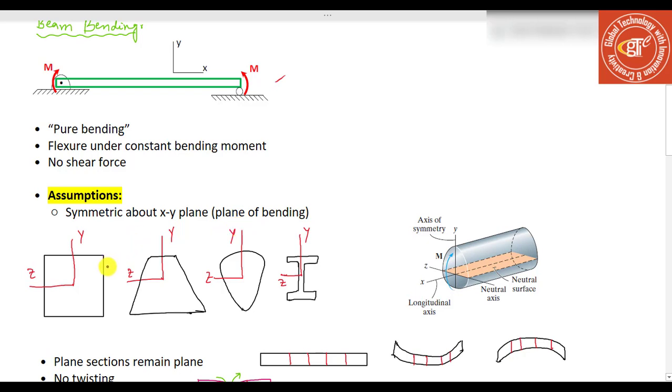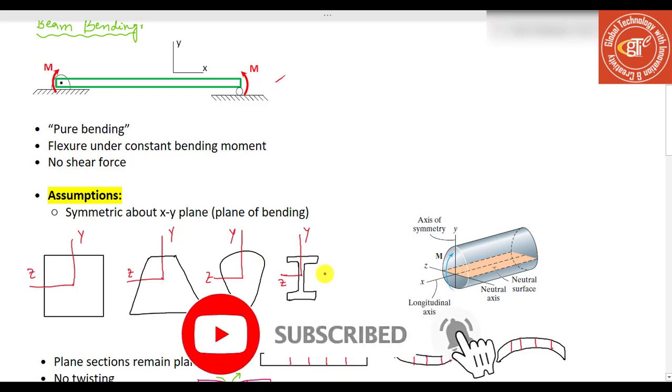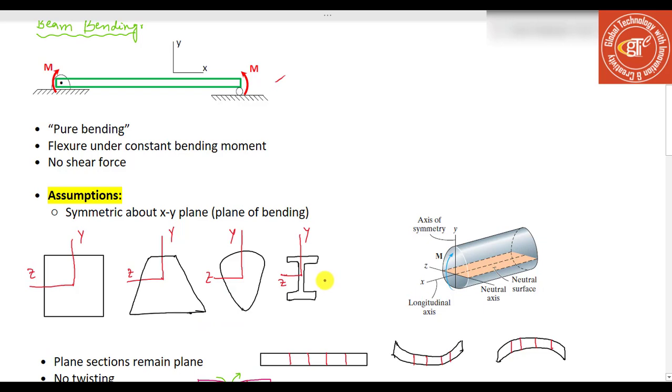The first example is a rectangular beam, where if you draw a line down the x and y plane, you can see that the left hand and the right hand side would be symmetric. The same thing with this cross section, they are symmetric about the xy plane, and again if I draw a line down the xy plane, I can see that this is a symmetric cross section, and this is a typical I-beam that's symmetric about the plane of bending.